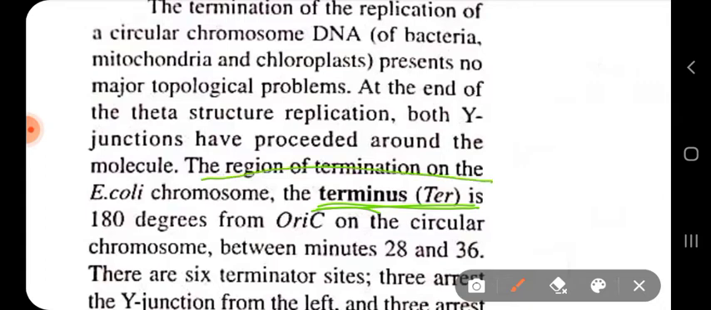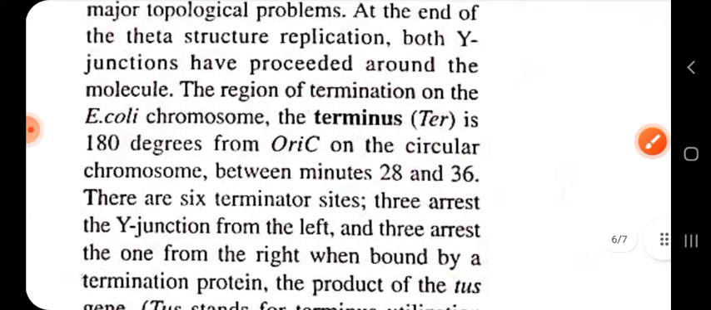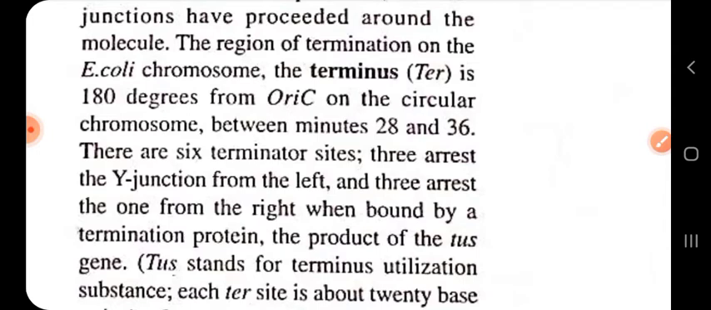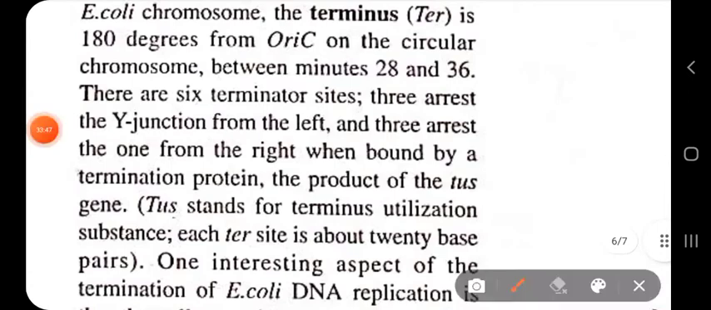So the region of termination on the E. coli chromosome, the terminus site, is 180 degrees away from the REC. If REC is in this direction, the terminator site will be in the opposite direction, 180 degrees. There are 6 terminator sites, 3 arrest on the Y junction from the left and 3 arrest on the one from the right when bound by the termination protein. Within these terminator sites, there is a protein called TUS, terminus utilization substance, which binds to this terminator site.